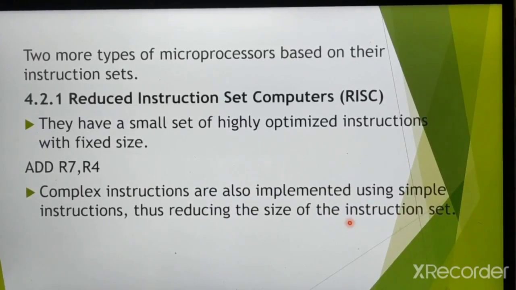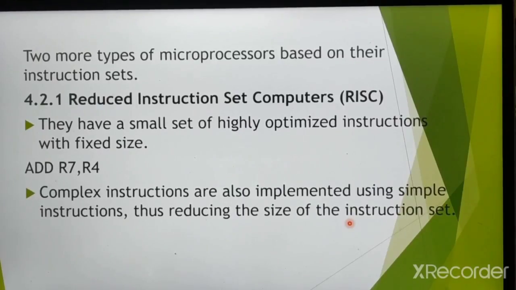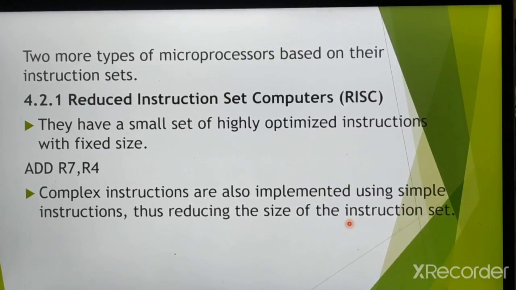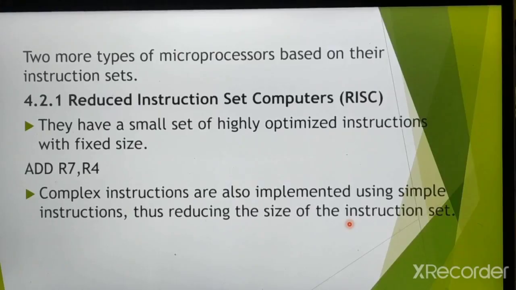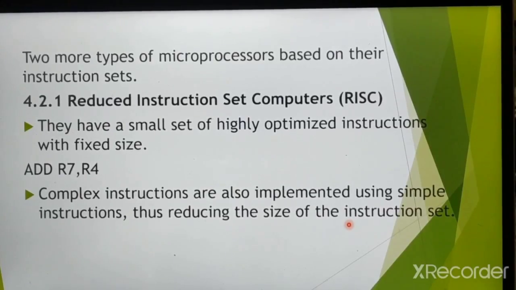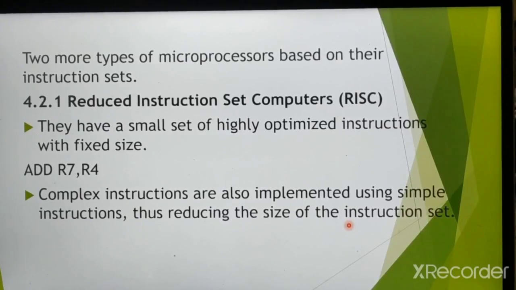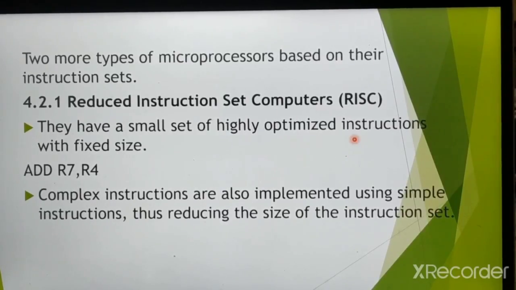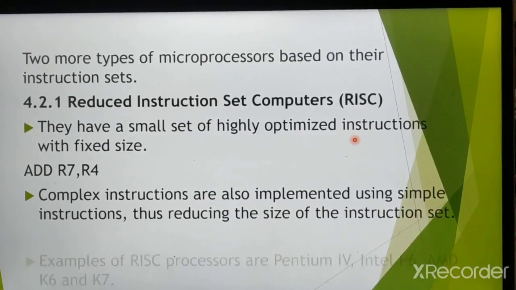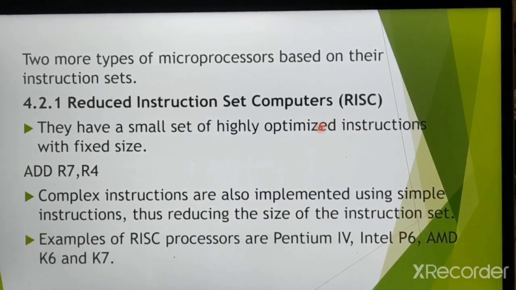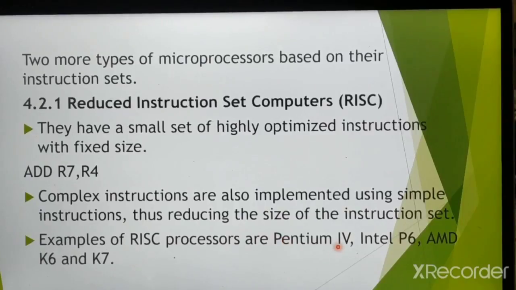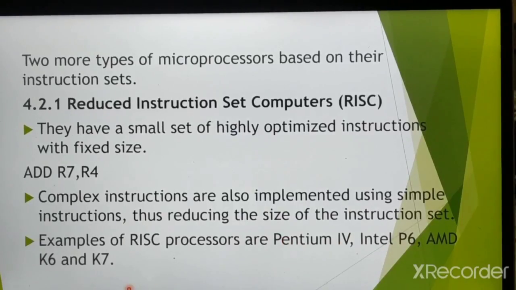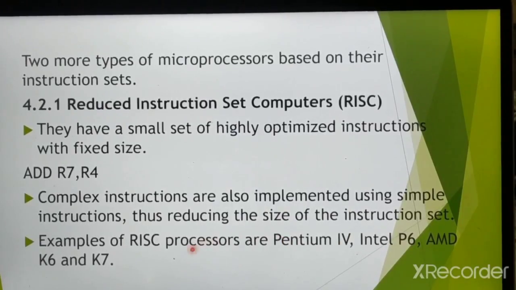We know a processor can process a single instruction per cycle. Because of this reduced instruction set, the number of cycles is also reduced. Today's iPods, smartphones, tablets are designed based on this RISC processor only. Here are given some examples for RISC processor: Pentium 4, Intel P6, AMD K6 and K7. These are all various examples of today's RISC processors.